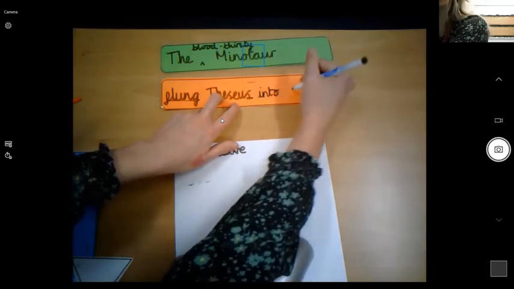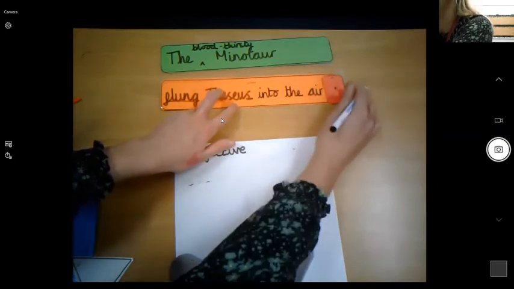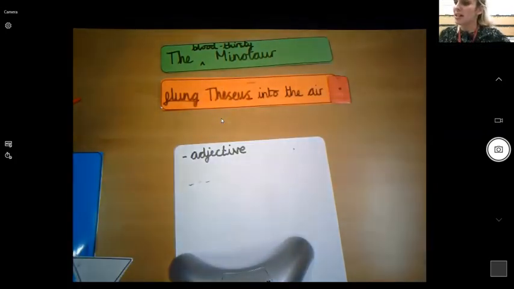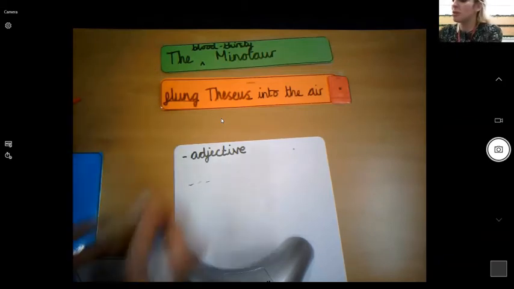Into the air. The bloodthirsty Minotaur flung Theseus into the air. There's my simple sentence, my subject to my predicate, but it's so much more descriptive.